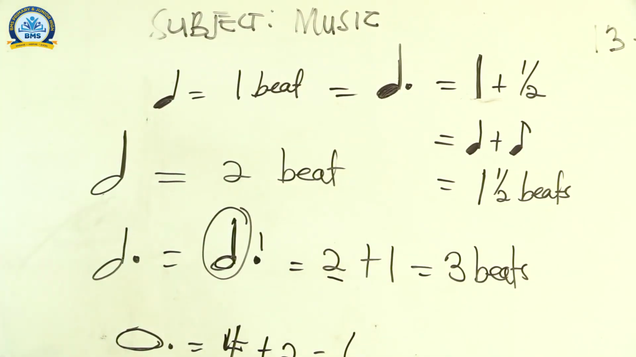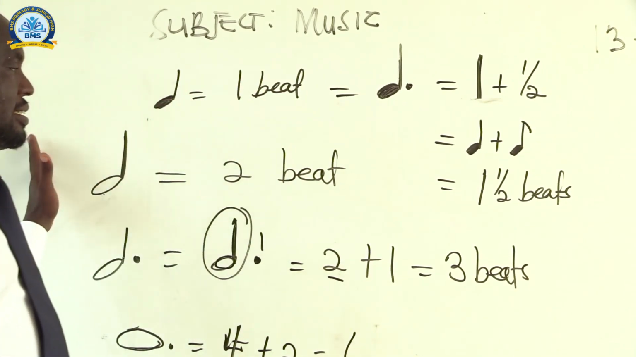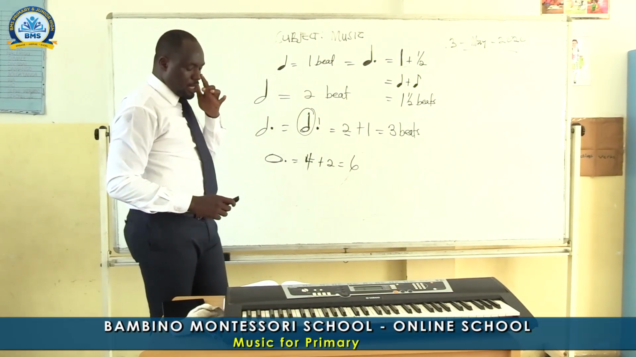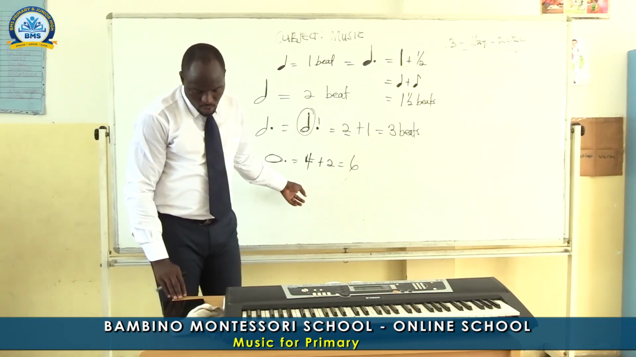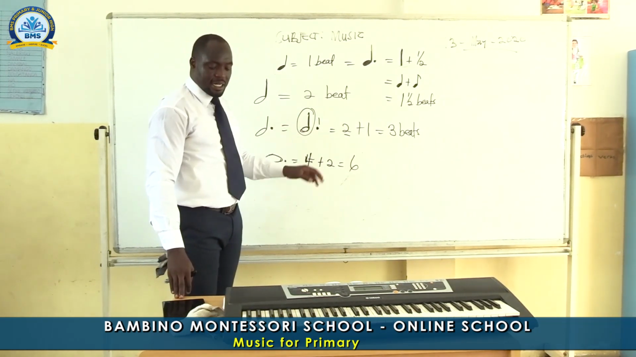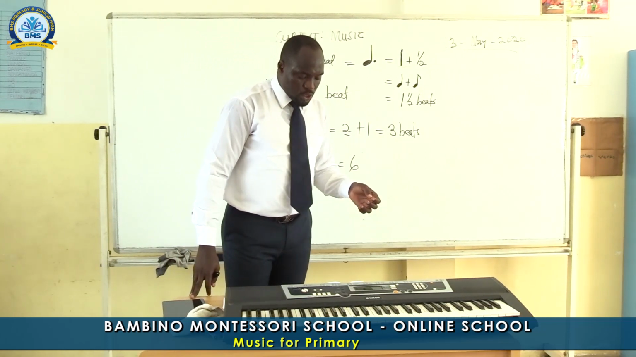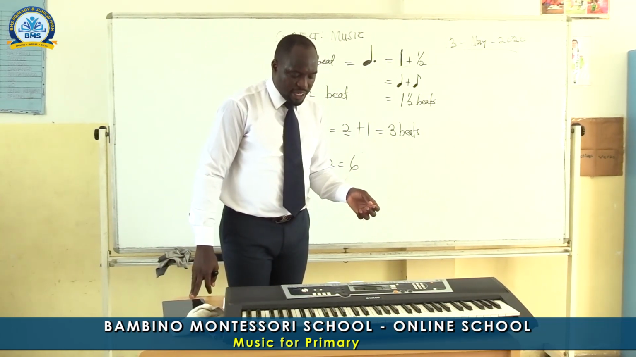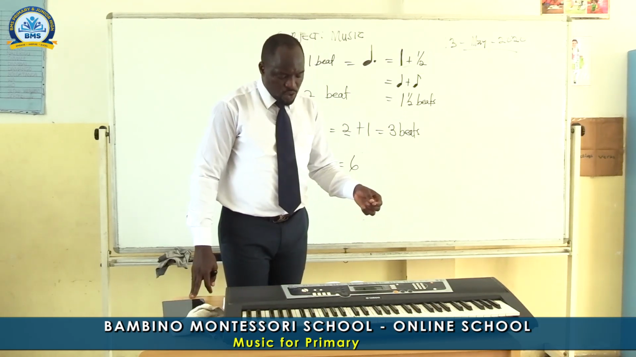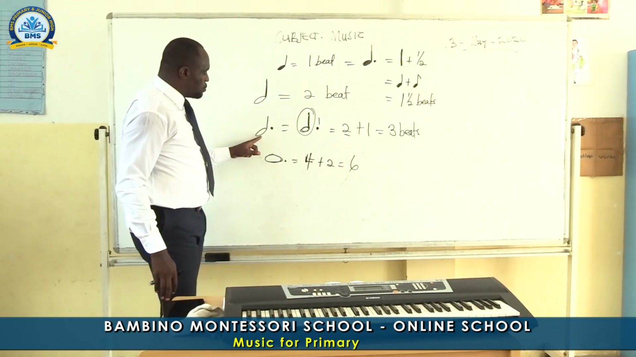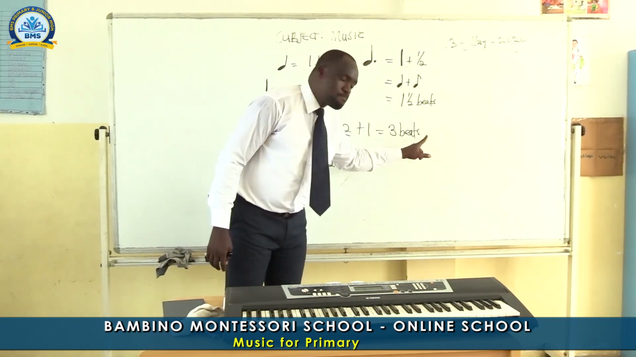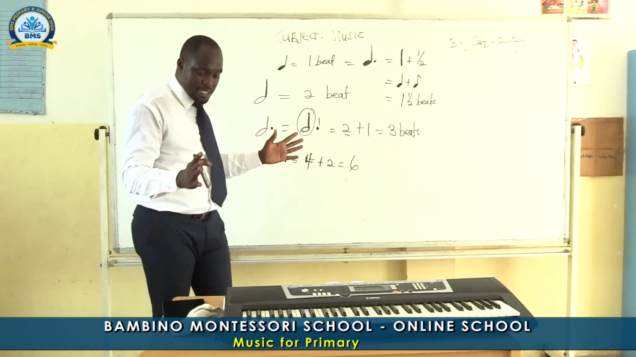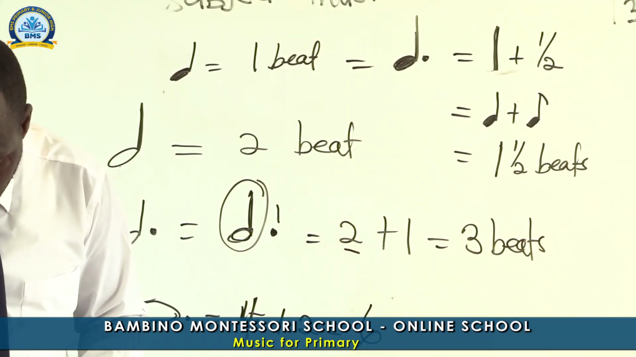So this is what a dotted note means, as we have already done. The dot you find there is telling you to lengthen the note by half again. So a dotted half note, or 2 beats, is worth 3 beats. Is that clear? 3 beats. We have done all these things already, but we are just reminding ourselves.